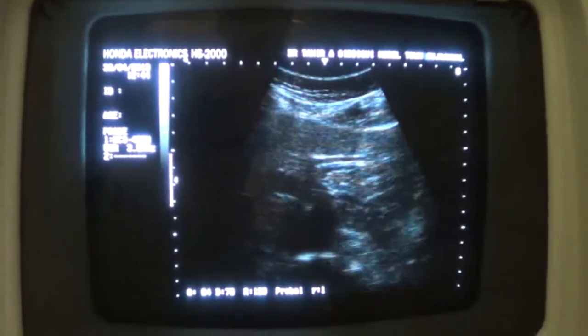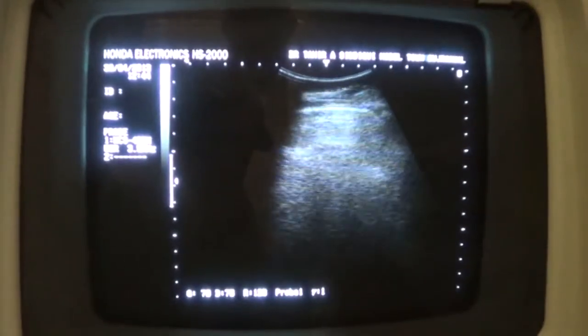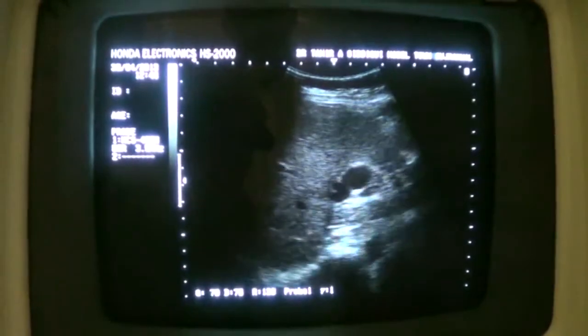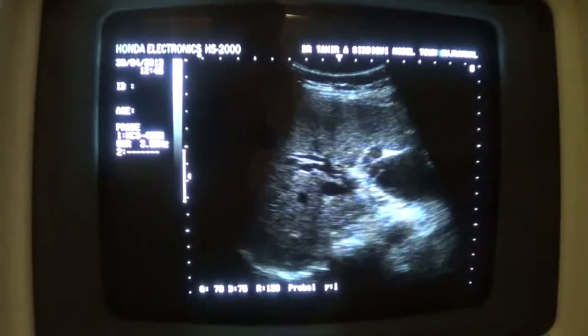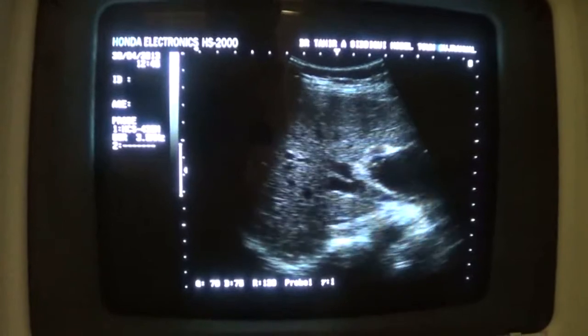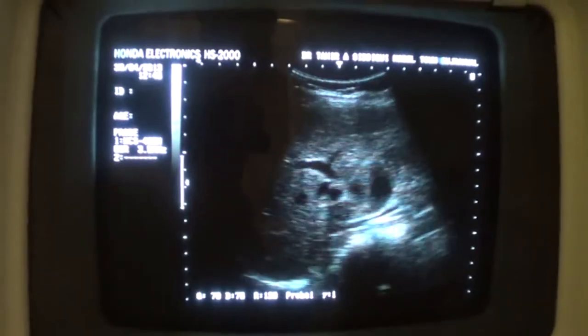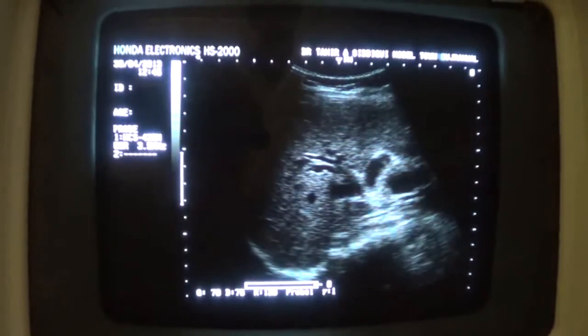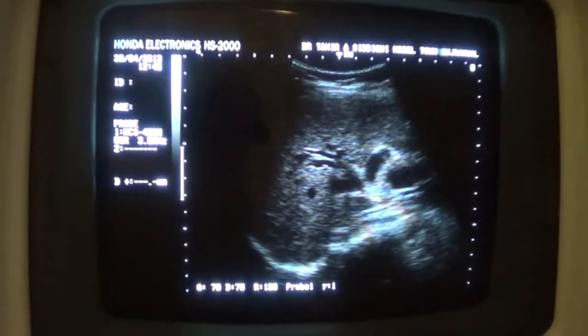Now this is an ultrasound study of a 25 years old girl with the complaint of itching, diarrhea, vomiting for the last 5 days. And you see here, we see the intrahepatic bile ducts are dilated. These are the intrahepatic dilated bile ducts.